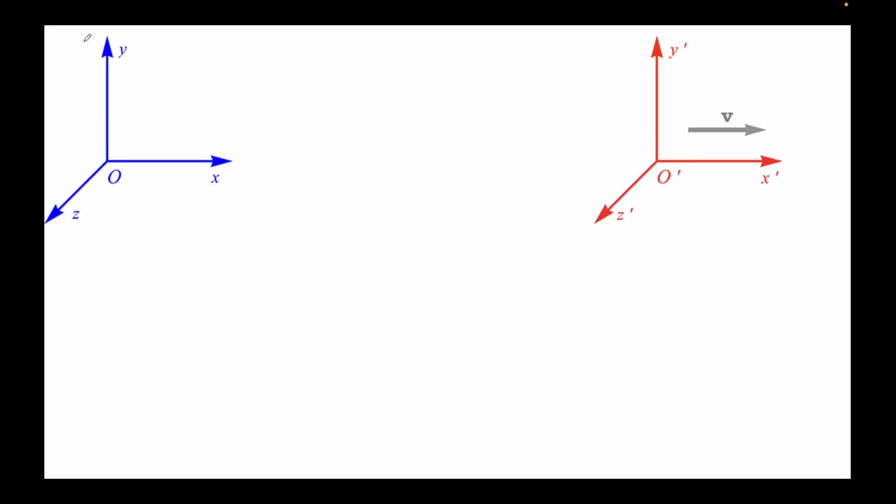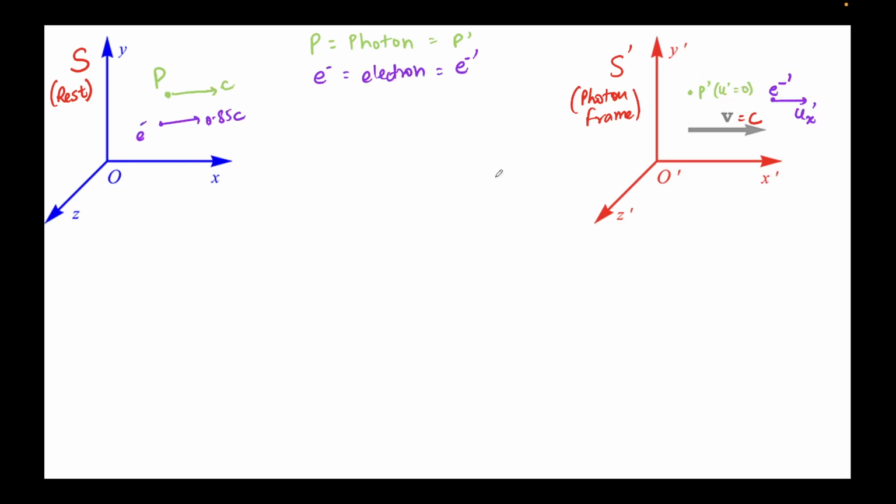Now this is the same picture I have reproduced here. This is my rest frame, and on the right you can see the photon frame. This is moving at a speed c, denoted by S prime. In green you can see the photon denoted by P, moving at a speed c, and naturally the photon will be at rest here. You can see this velocity u prime equals 0. Similarly, the electron, which is in purple here, is moving at 0.85 c in the rest frame S, while in the photon frame it will be moving at some speed ux prime. I have denoted the electron as electron prime because everything is primed in this frame. The velocity also becomes ux prime.